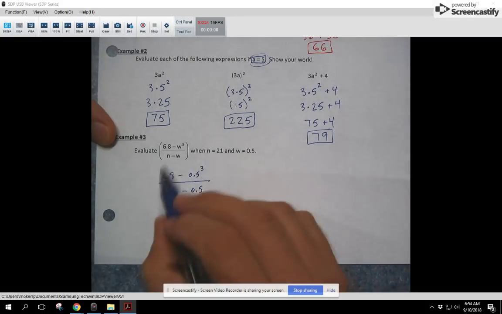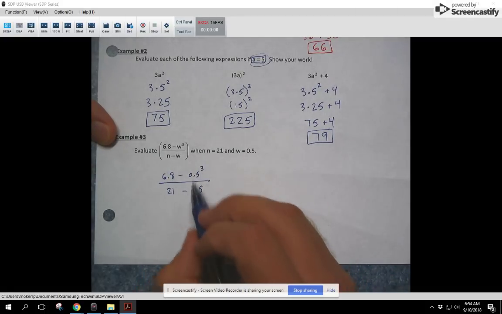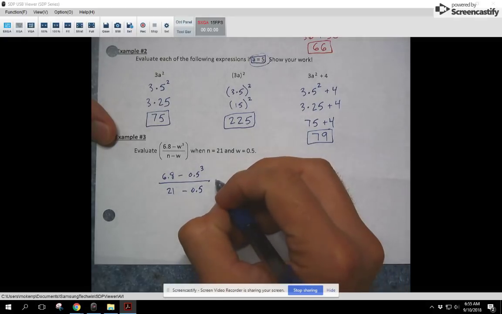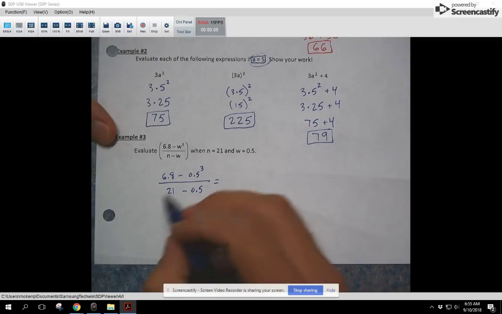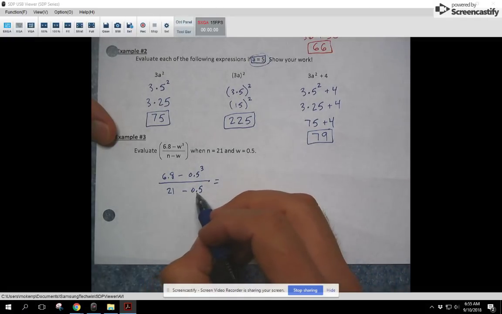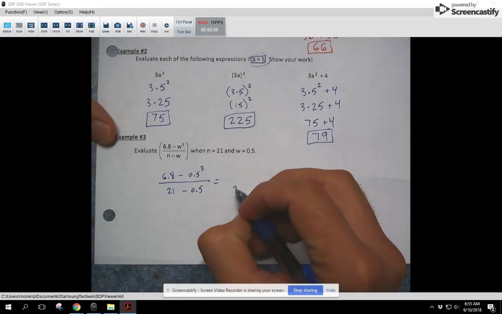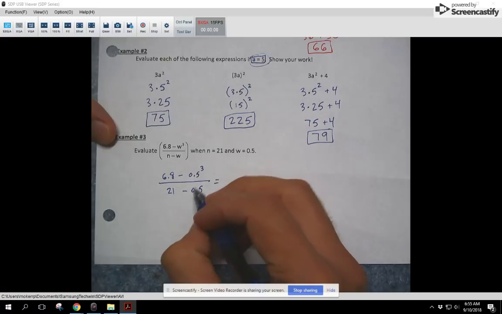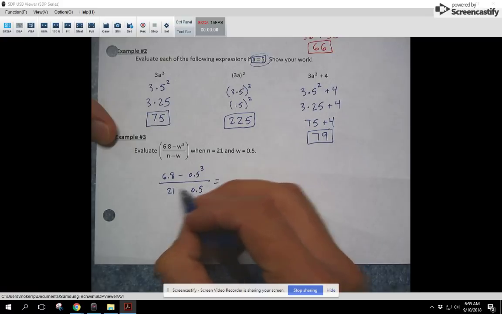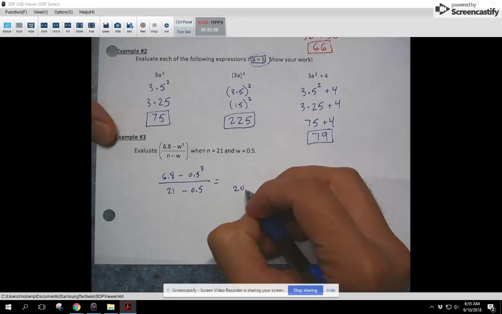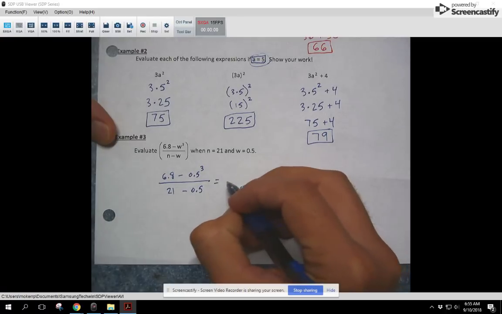All right, so we need to solve the top. We need to solve the bottom. The last thing we're going to do here is divide. So on the bottom, we can kind of just do it. 21 minus 0.5, you take a half off of 21. Or think about you have $21 and you pay 50 cents. 0.5 is like 50 cents off of that. You have $20.50, so 20.5.